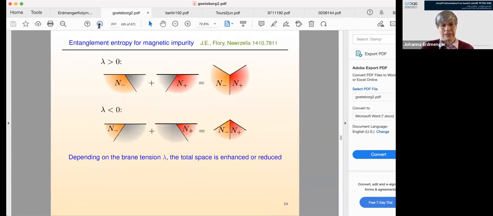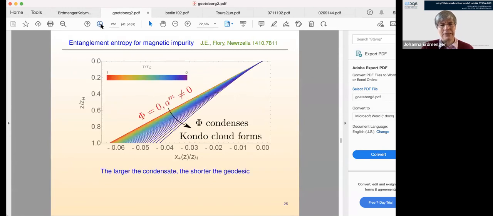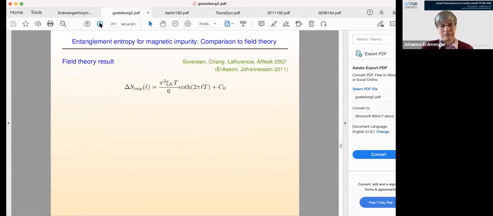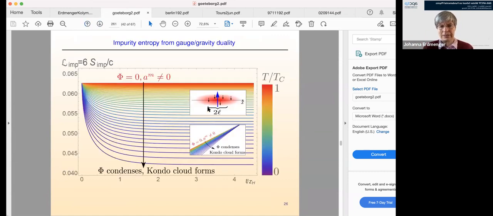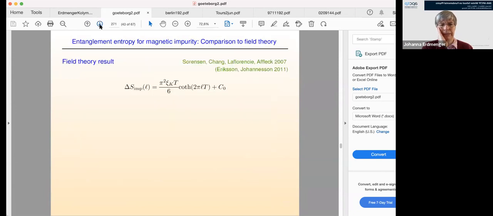So here you see the different types of space depending on the brane tension. This is our numerical result from solving the equations of motion of precisely the same model that I was talking about. And now we can be even more precise and reproduce this field theory result depending on L, where L is the size of the entangling region considered around this impurity spin.